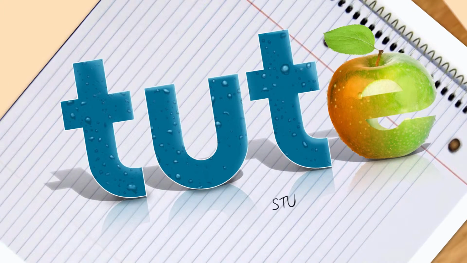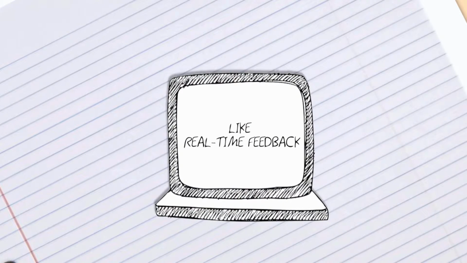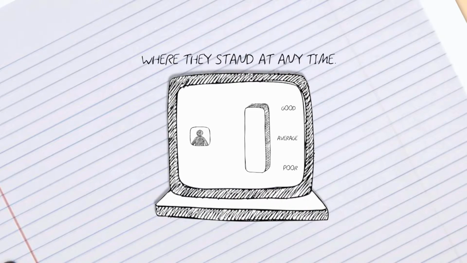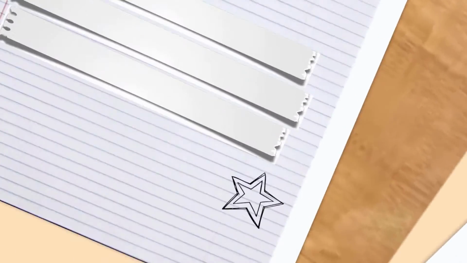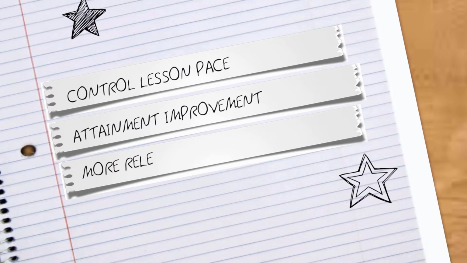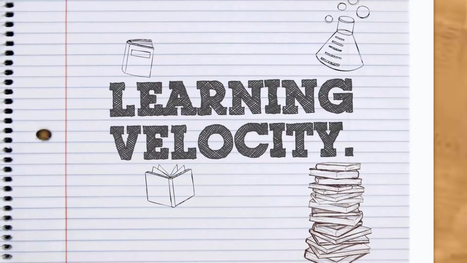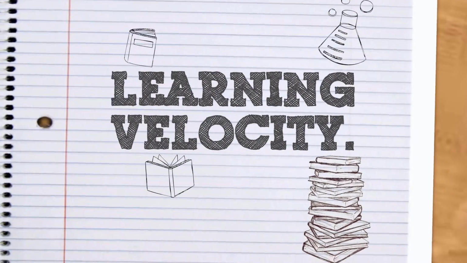Results. Student perspective. The students are more engaged using online content versus paper and pencil practices. They like getting real-time feedback and knowing where they stand at any time. Students can control how fast or slow the pace of the lesson is. In Tute lessons, we see students rapidly improve attainment because they are more engaged and the lesson is more relevant. We call this unleashing their learning velocity.